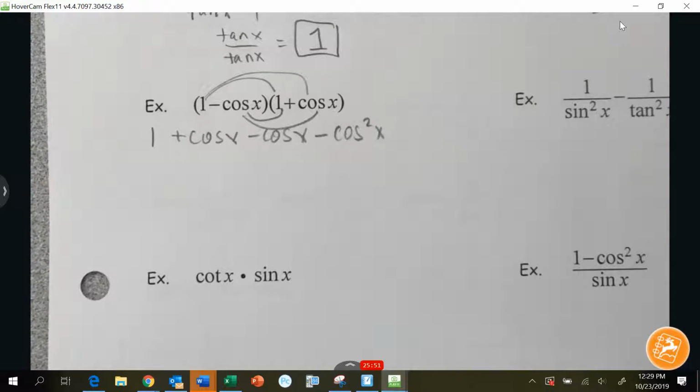Okay? If I do that, then what does that give me? What should I do now? 1 minus cosine squared.